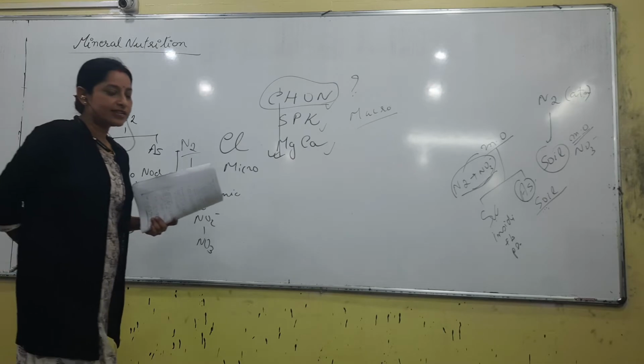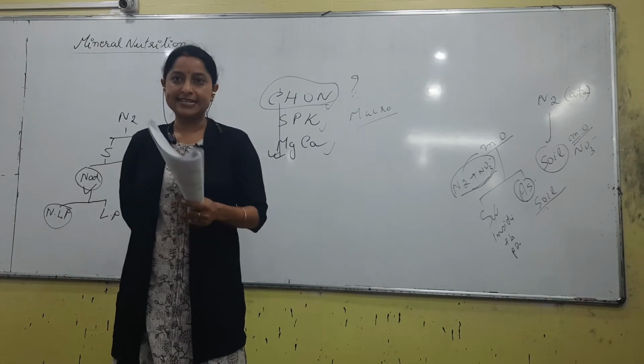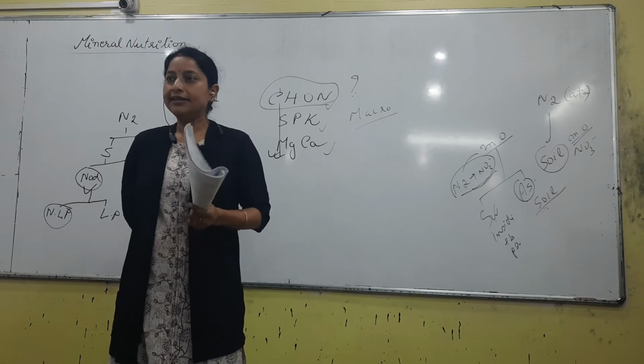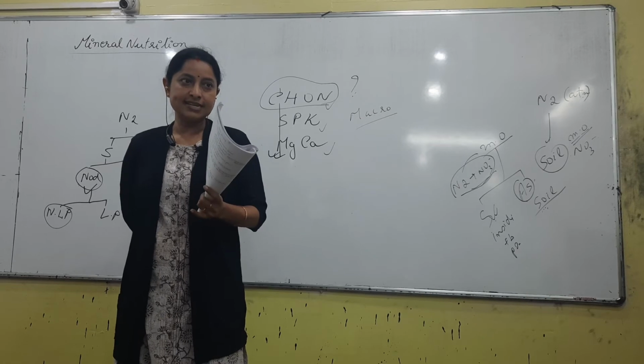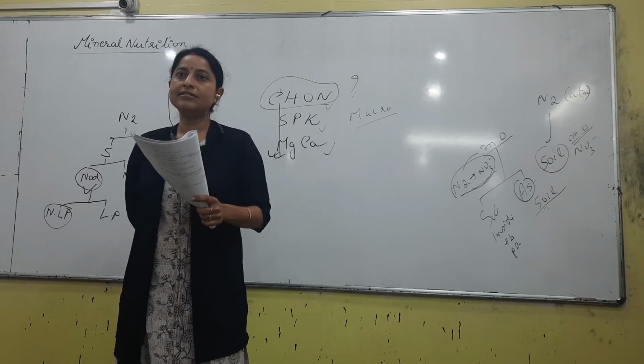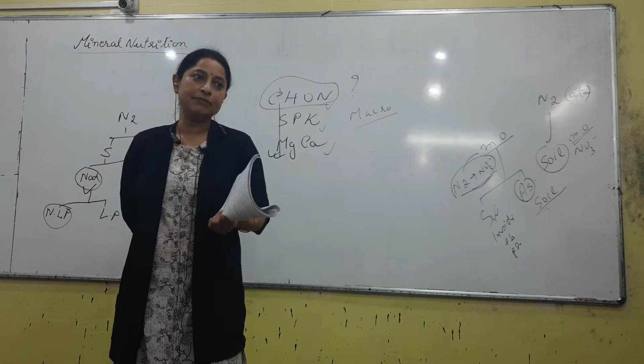Up till here what have we studied? We have talked about the macro elements, micro elements, essential elements, and the criteria for essentiality. Next is something called toxicity. Next, mobile elements and immobile elements. Mobile elements are found in older plant parts, immobile elements are found in younger plant parts.